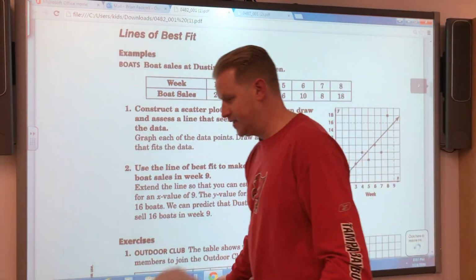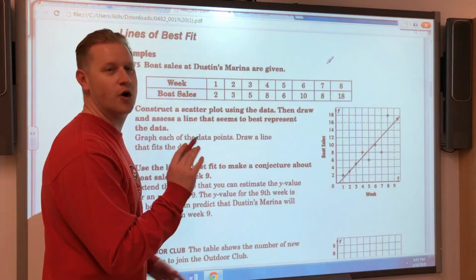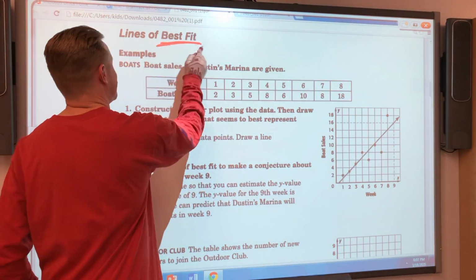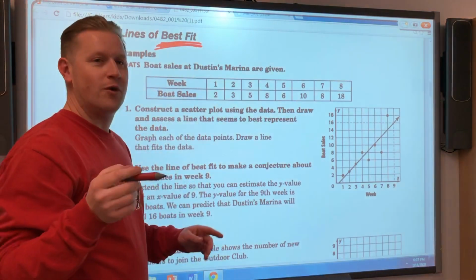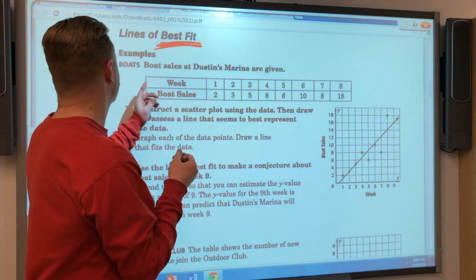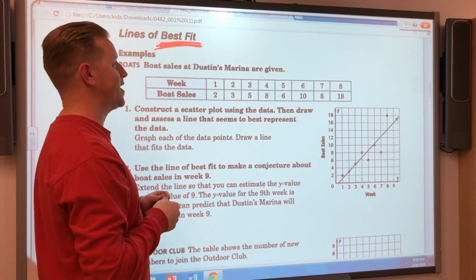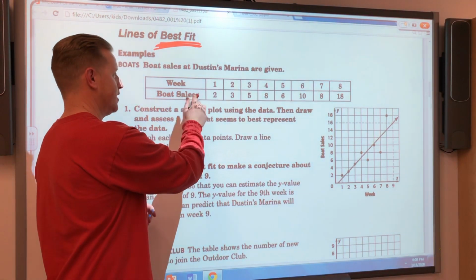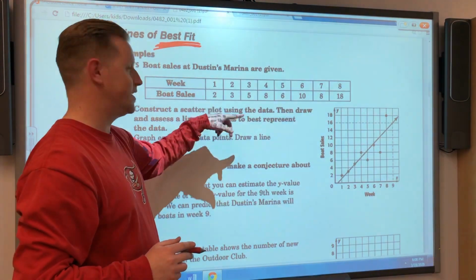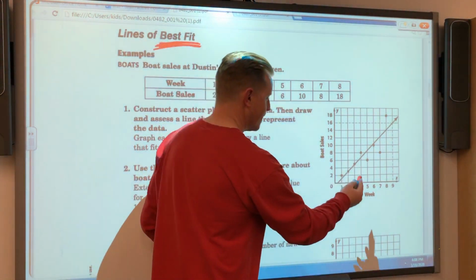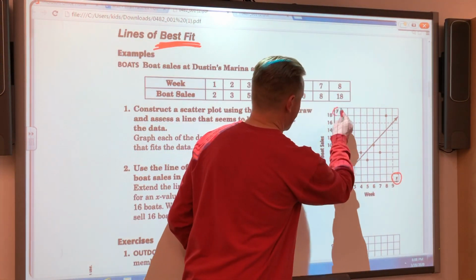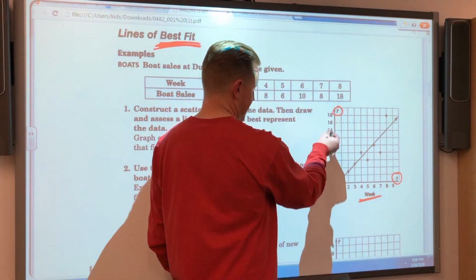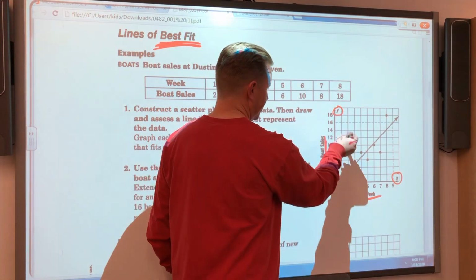Second, this is tricky. Don't overthink this. Line of best fit. The word best fit. You are the one giving it the best fit. Boat sales at Dustin's Marina are given. We know the number of weeks and how many boats he's selling every week. Looking at our X and our Y, X would be how many weeks, or time, and the number of boats that he sold is Y.